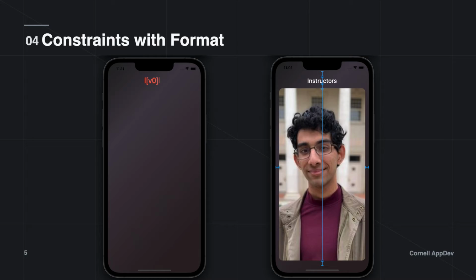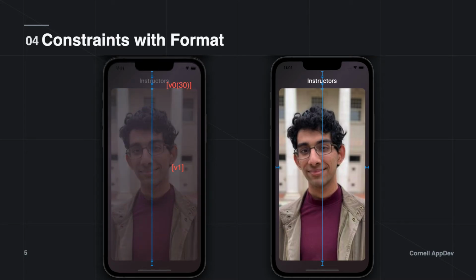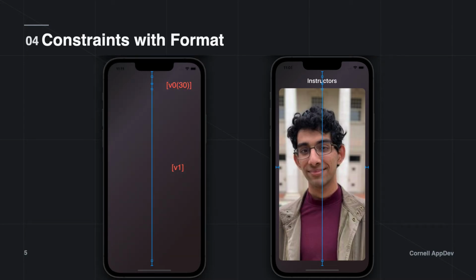Okay. So if we were to do this vertically, now we have multiple views. We have to do both the instructor label and then the instructor image. But we sadly can't do the gradient background because it goes through the entire thing, so that would have to be a separate call. So first we have to represent our views as strings. So v0 and v1. And you'll notice v0 has this 30 in parentheses. And what that means is we're going to have a height of 30. And the same thing works for width.